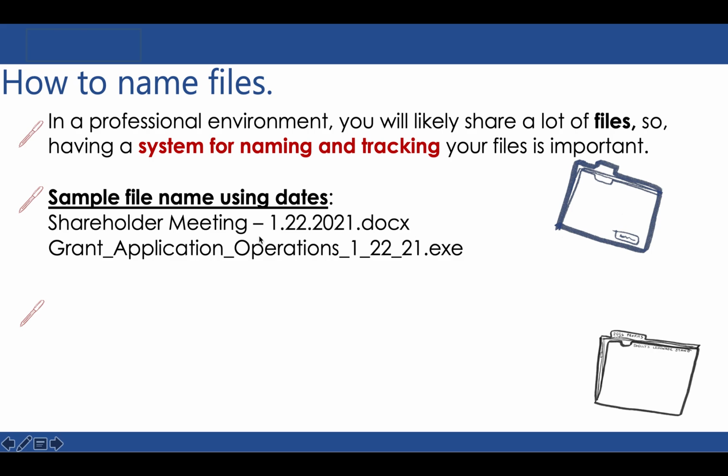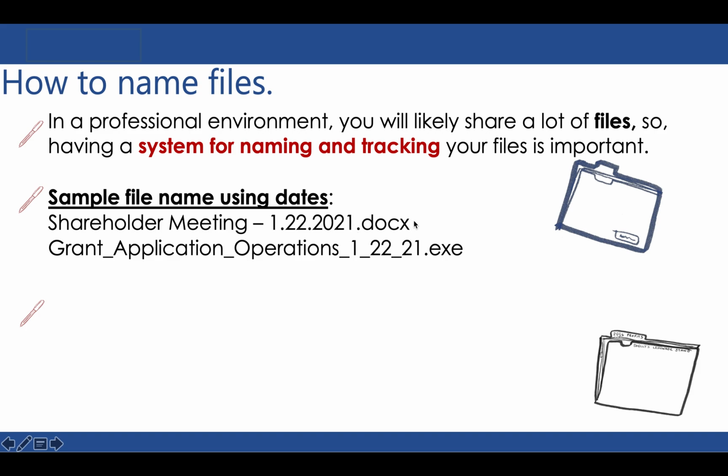This is for our operations budget. So what I've done here is for the shareholder meeting, I kept it simple. If it's about the shareholder meeting, then I'm just going to name it shareholder meeting dash, and then I'm going to put a date here. And that date becomes important because I can figure out the most current version of my document based on the date. The second part here that's really important is the type of file that we're using.